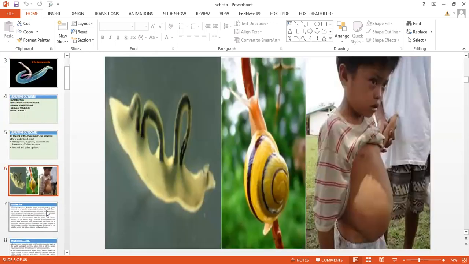Here is a pictorial presentation. You can see on the left column is the parasite itself, and in between is the snail, which is the intermediate host, and the right side is the child, that's the human, the ultimate host.